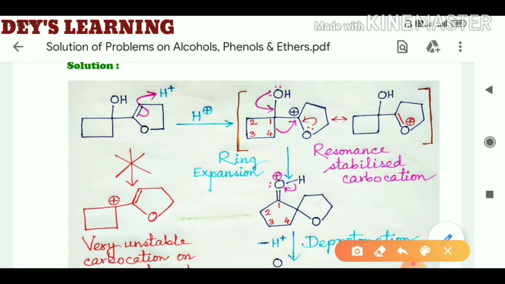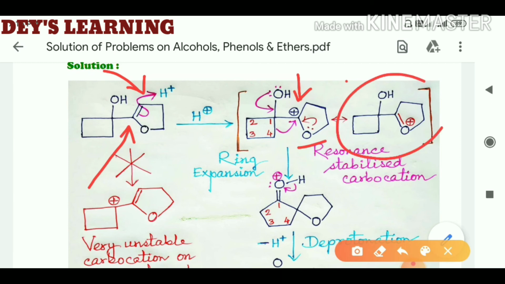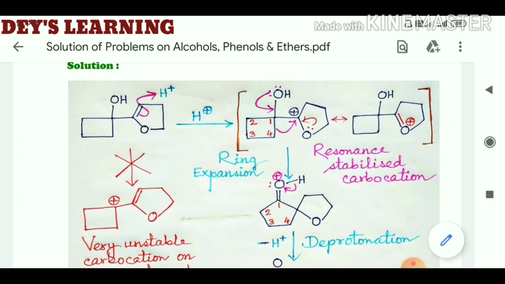Take a close look here. Protonation of this carbon occurs, and as a result this carbocation will be formed at the adjacent position of oxygen. Because this carbocation is stabilized by the resonance effect of the adjacent oxygen atom. This is the resonating structure. So this carbocation will be stable enough.